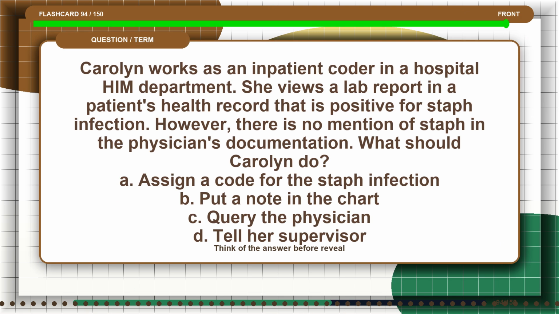Flashcard 94. Carolyn works as an inpatient coder in a hospital HIM department. She views a lab report in a patient's health record that is positive for staph infection. However, there is no mention of staph in the physician's documentation. What should Carolyn do? A. Assign a code for the staph infection. B. Put a note in the chart. C. Query the physician. D. Tell her supervisor. Think of the answer before the reveal.